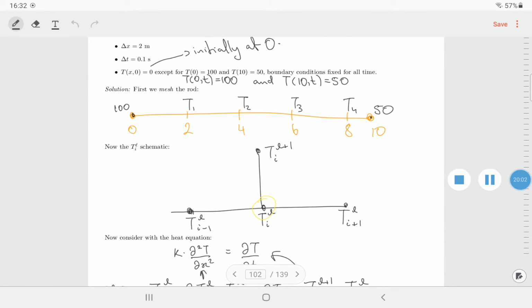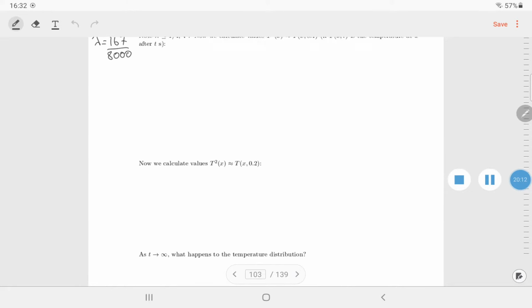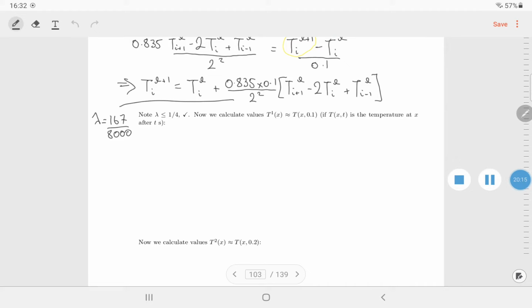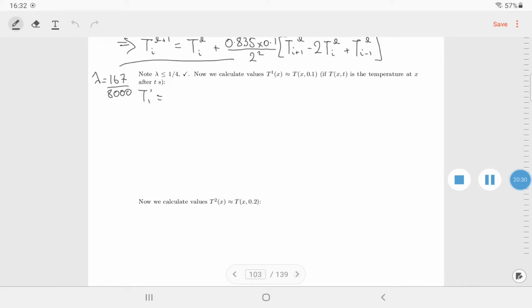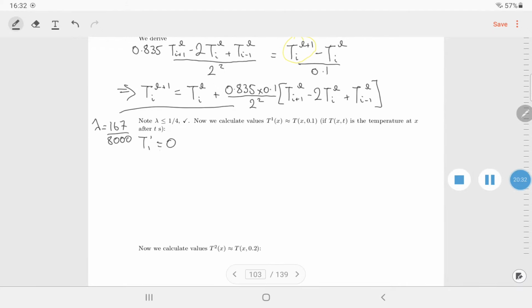Okay. So we've got temperatures at 4 points rather, 1, 2, 3, 4, and we're going to calculate the temperature after 0.1 of a second and then after 0.2 of a second. That's what we're going to do. So here we go. T1, so at the first point, at the first time, is equal to the previous temperature. Now we said all the interior temperatures started at 0. So this will be 0 plus, I'm just going to write lambda here, it's this 167 over 8,000.